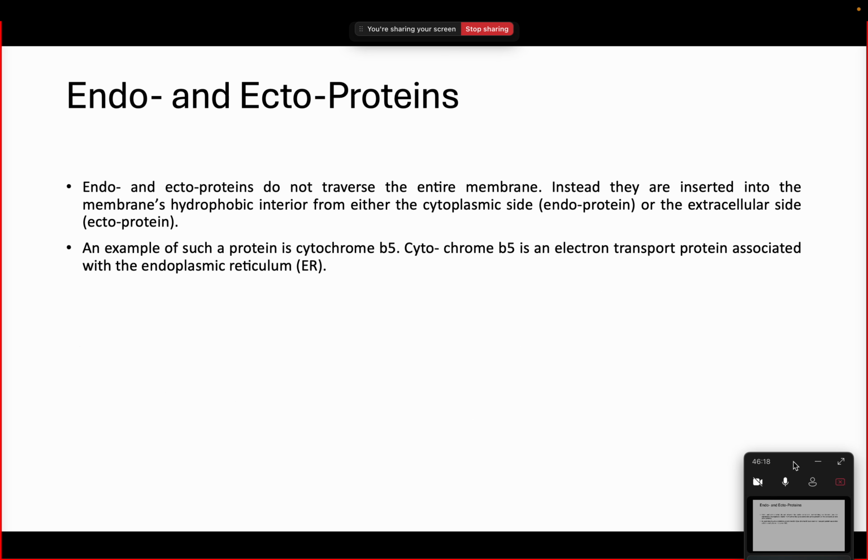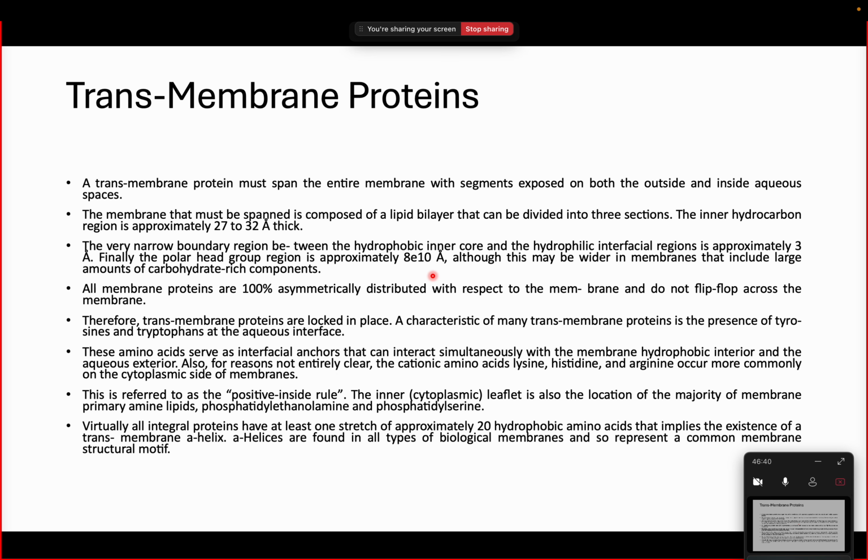Another important integral membrane protein class is the transmembrane protein. Now see how the videos were helpful, right? You can actually imagine, in the last video you could see that there was first a protein which was an integral membrane protein. It was called monotopic protein. It was made up of a single polypeptide chain and it will be a type of ectoprotein because it was present on the extracellular side of the membrane, correct?